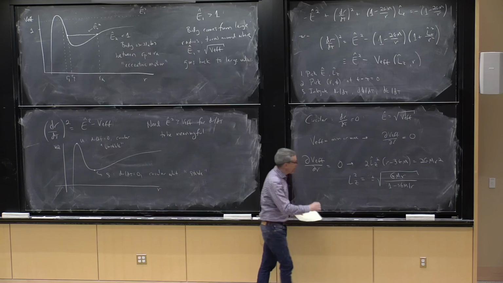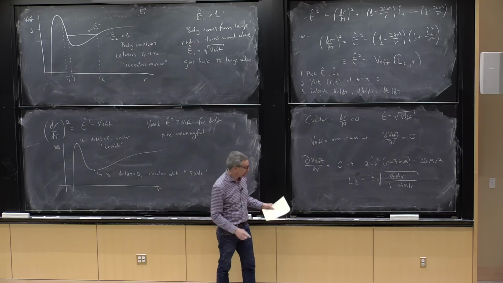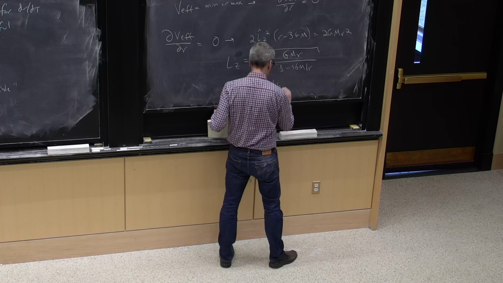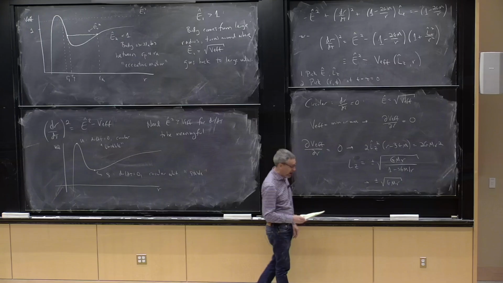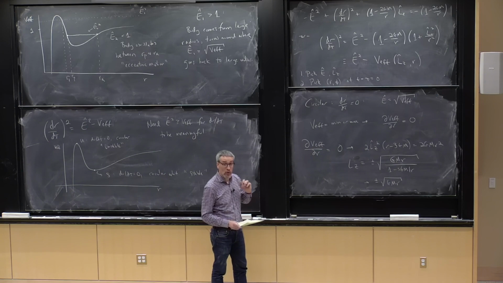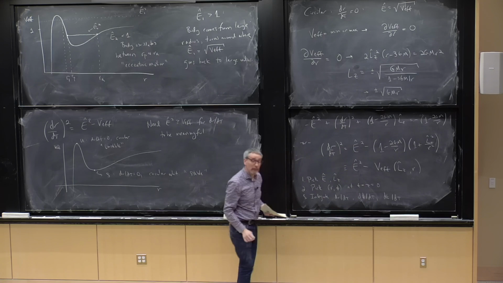Notice as R gets really large, oh shoot. Try that again. Notice as R gets really large that this asymptotes to plus or minus the square root of GMR. That is indeed exactly what you get for the angular momentum of a circular Newtonian orbit. Okay? So it's a nice sanity check. It appears to be somewhat pathological as R approaches 3 GM, though. Hold that thought.